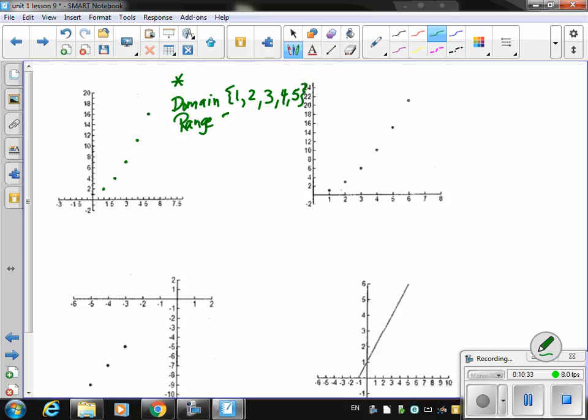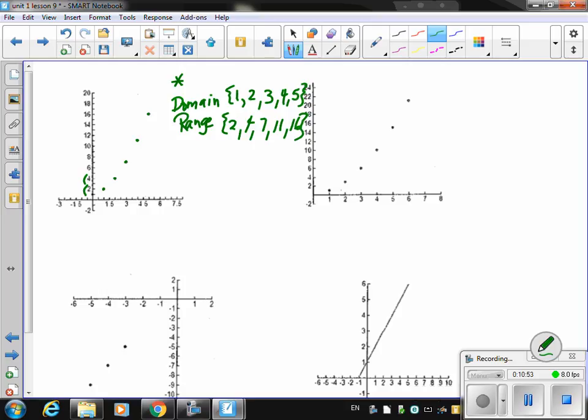The range also only has 5 values. First point is a y value of 2. Second point is a y value of 4. Third is 7, 11, and 16.